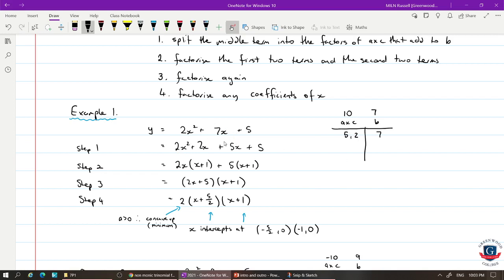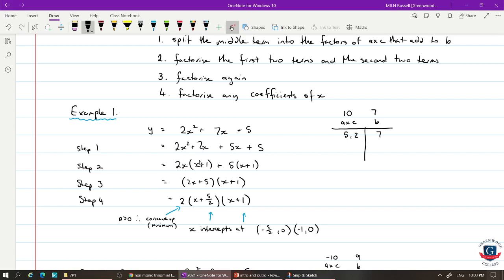And what I want to do is split this term into 5x and 2x. Here's the 2x, here's the 5x. 5x plus 2x still equals 7x. This expression here is still equal to this expression here. So, writing it out, I've now got 2x squared plus 2x plus 5x plus 5. I've split the middle term, or the x term.